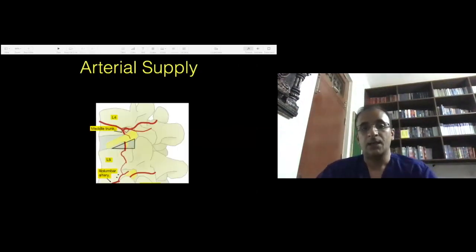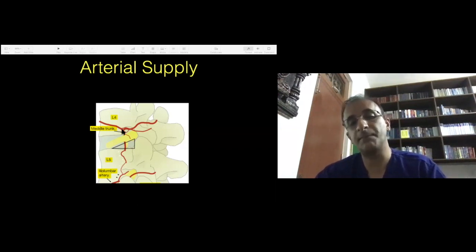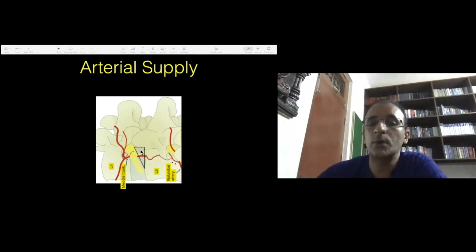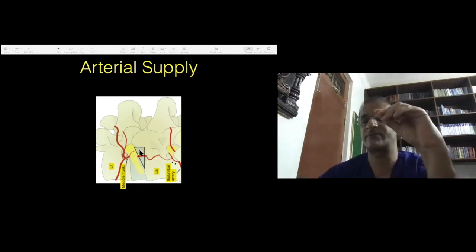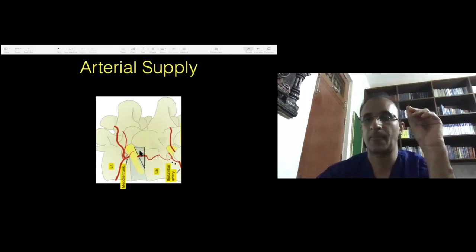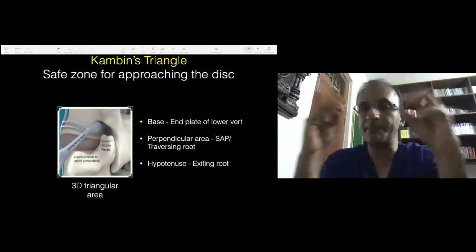Now there is a vascular supply also, and this triangle here is Kambin's triangle. There is an arterial supply, a lumbar branch of the lumbar artery, and a vessel supplying above the exiting nerve root, and there is an artery going just beneath it as well. Look at this area: it does not carry a lot of neural or vascular structures, so it makes sense to enter the needle from here.